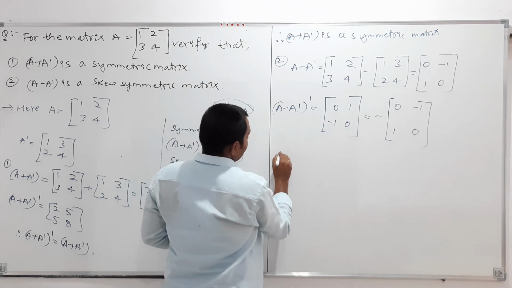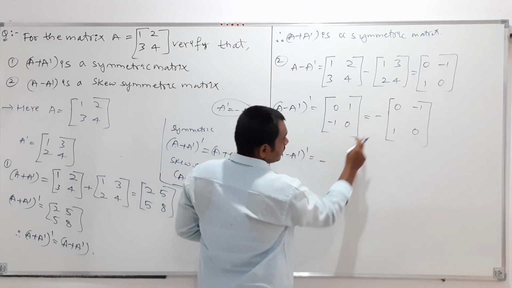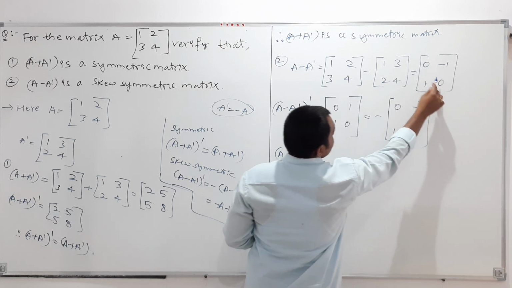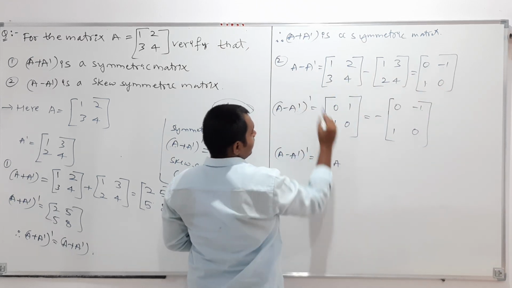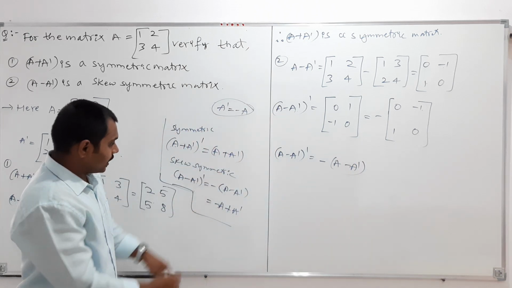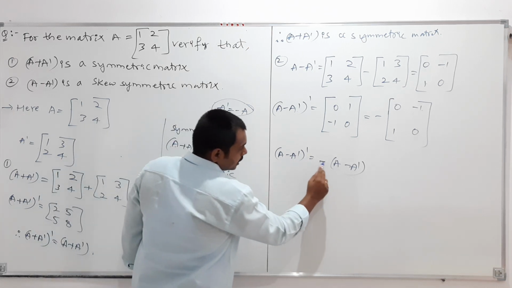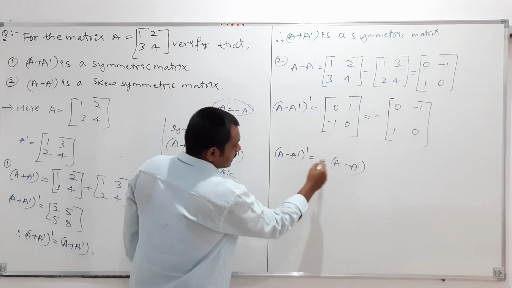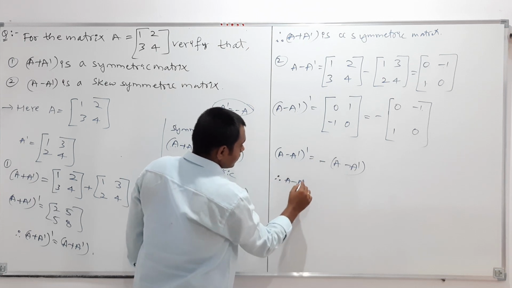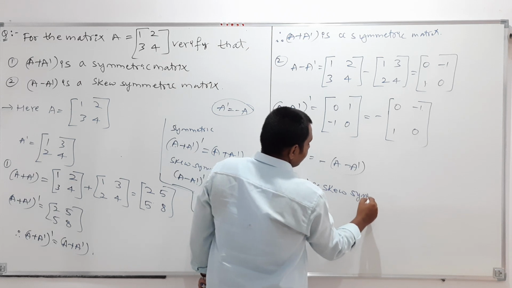Therefore, (A minus A transpose) whole transpose is equal to, keep the minus sign as it is, and we know that 0, minus 1, 1, 0. This means what? This means A minus A transpose. Clear? So that is what I proved here: (A minus A transpose) whole transpose is equal to negative of A minus A transpose. If this condition is satisfied, then you can say that A minus A transpose is a skew symmetric matrix.